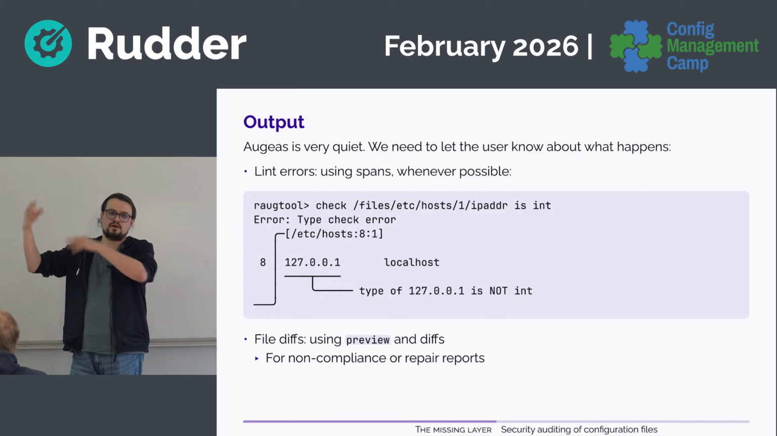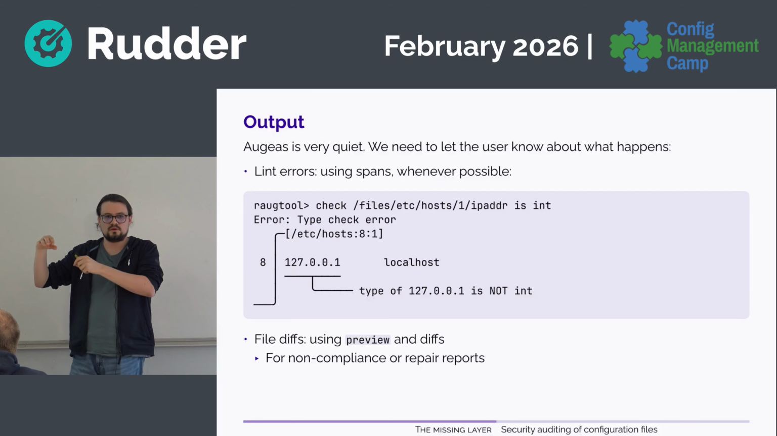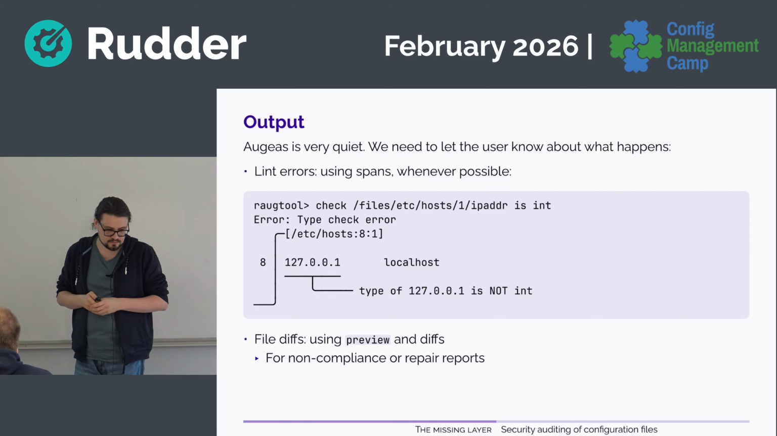So that means when you edit a file in the tree in memory, you can query Augeas to ask it what would be the output if you asked it to write it to the disk now. And so you can make diffs without writing anything on the disk. And that's what we use for the output.